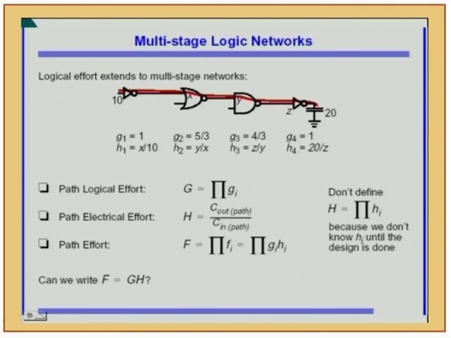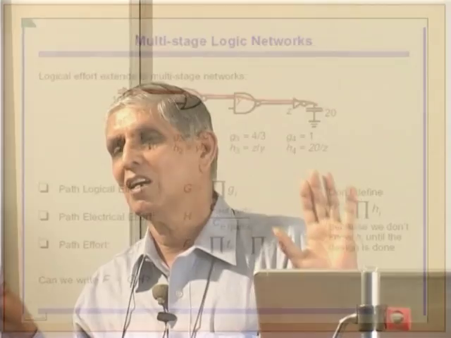However, sometimes this may work, sometimes it doesn't, and therefore I wrote specifically this line: don't define H as the product of H1, H2, H3, H4. In this case, it may work. Z by X, X by Y will cancel, and finally you will get only C out by C in. So this worked very well. You thought H is also multiplied, but in real life, we will show you an example called branching problems. This may not be true.